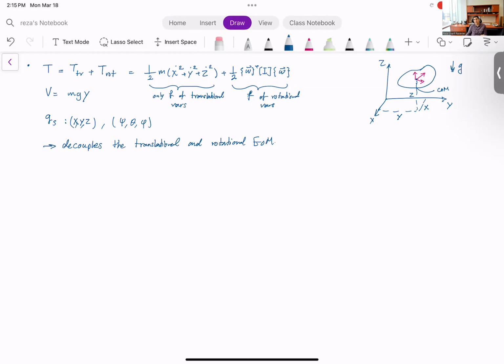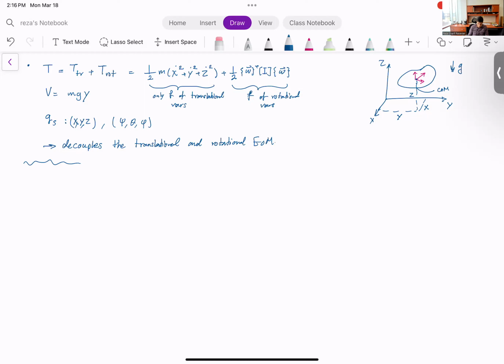So translational is easy. If you look at the kinetic energy, for instance, you take the derivative with respect to, say, x dot, that would be m x dot, and then take the time derivative of that, m x double dot equals the generalized forces. So an easy equation. Let's for now focus on the rotational part of Lagrangian mechanics.